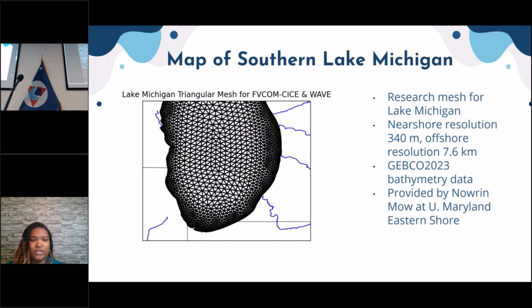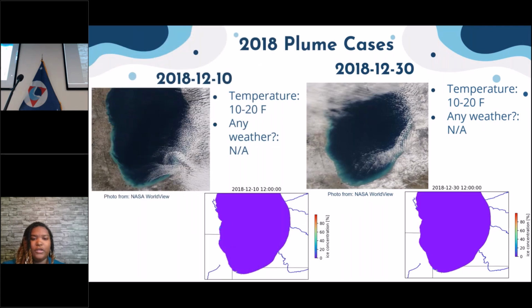And this is also the triangular mesh that was created for the model, and it was created by Noan at Maryland Eastern Shore. Next, we will go over the plume cases, because the models were only able to go from 2018 to 2020.